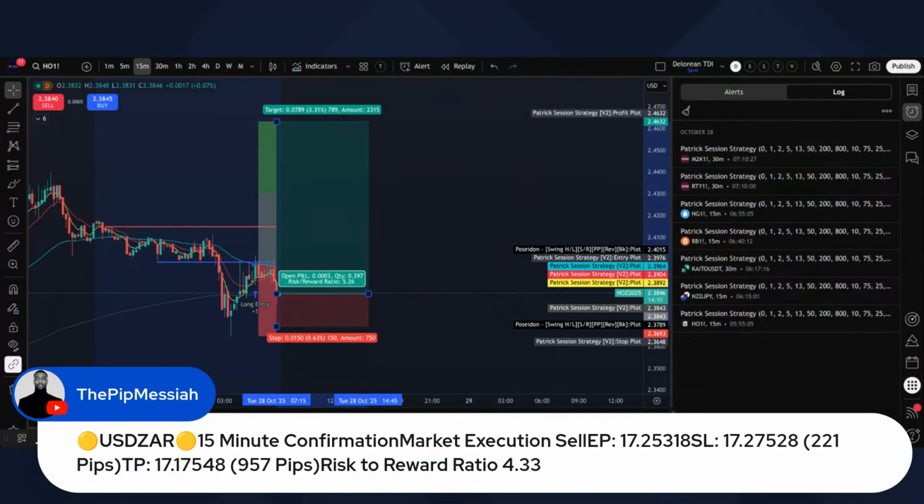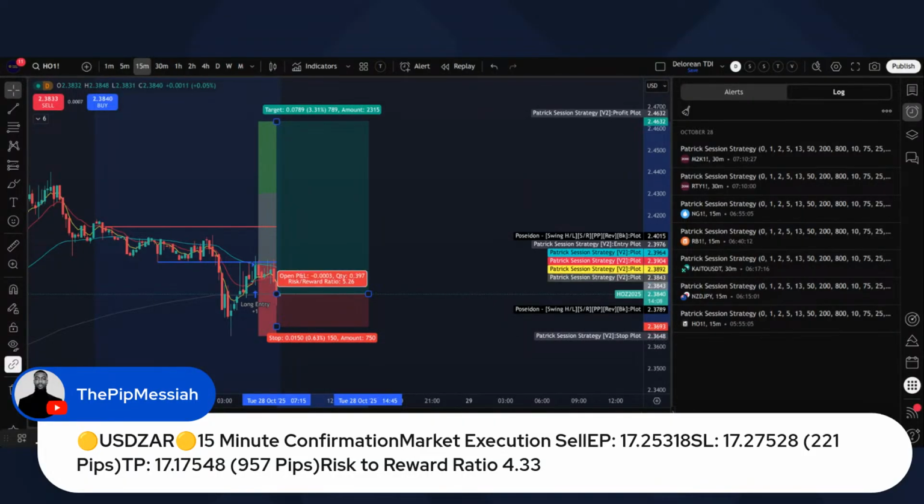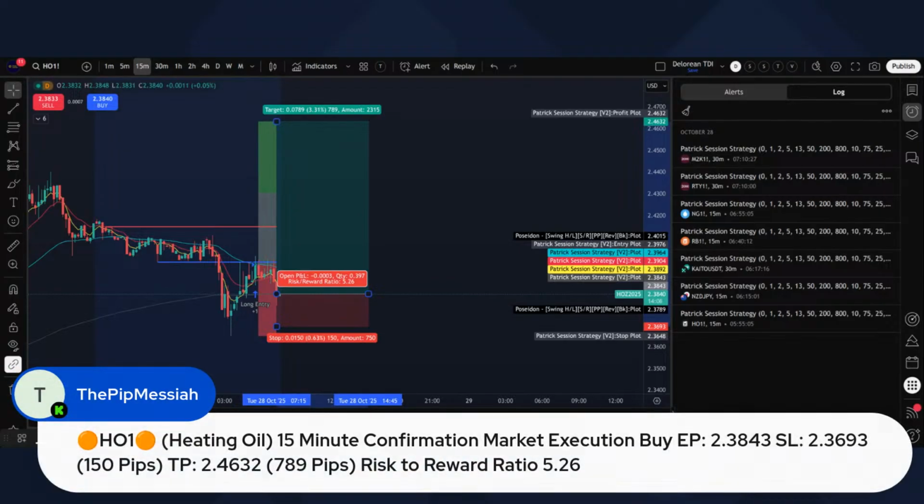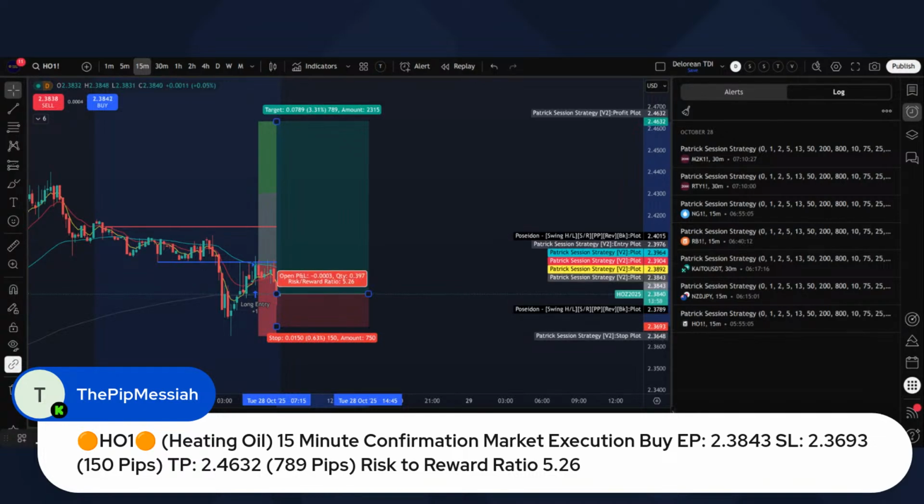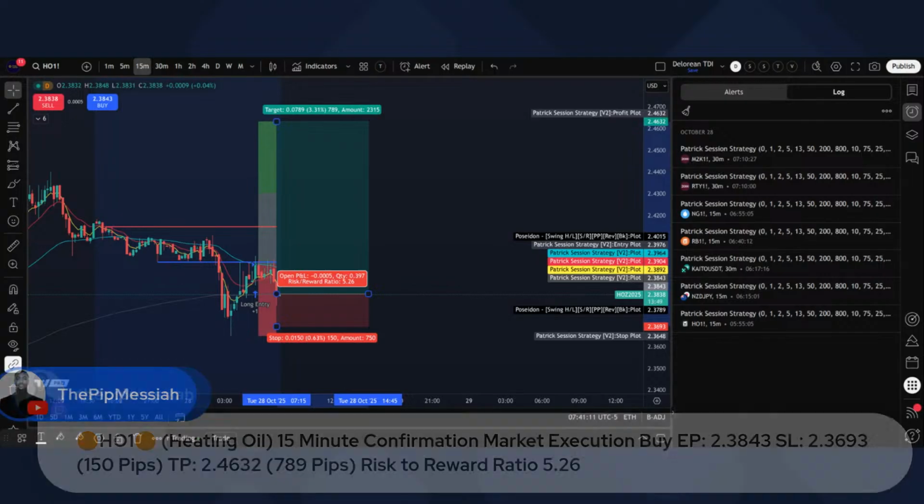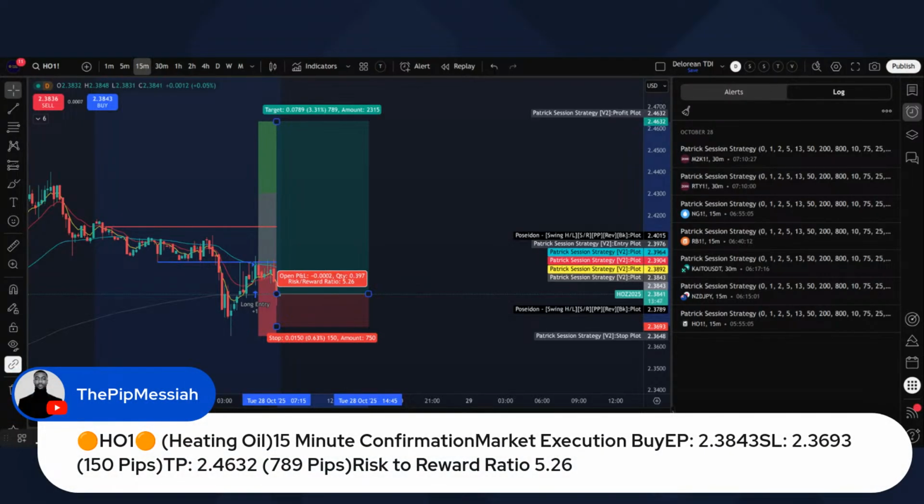All right, here's your next call of the day. This is HO1 for heating oil. 15-minute confirmation, market execution buy. Entry price is 2.3843. Stop loss is 2.3693 for 150 pips. Take profit is 2.4632 for 789 pips and a risk to reward ratio of 5.26.